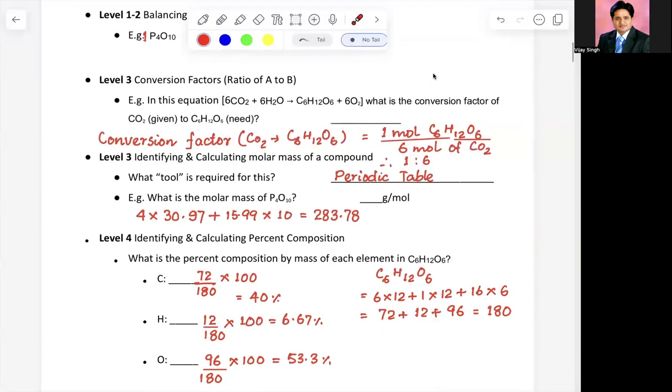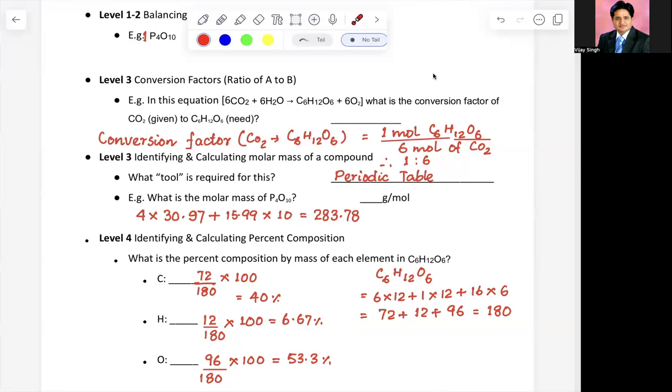Have a look at the next question. This is regarding the conversion factor. In the equation, you have 6 CO2 plus 6 H2O, that gives rise to C6H12O6 plus 6 O2. What is the conversion factor of CO2 to C6H12O6? So if you see, 1 mole of C6H12O6 is equal to 6 moles of carbon dioxide. So your conversion factor is 1:6.